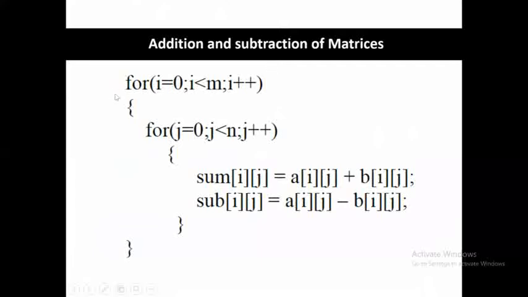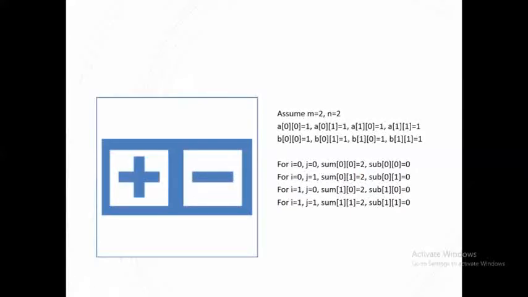Okay, so this is the code with respect to addition and subtraction between the two matrices. First, the first for loop, that is i equal to 0. Here i is the variable I am using for incrementing the rows, and j is the variable I am going to use for incrementing the columns. First I am initializing the i value to 0, and 0 less than the m value. The m value is 2, right?